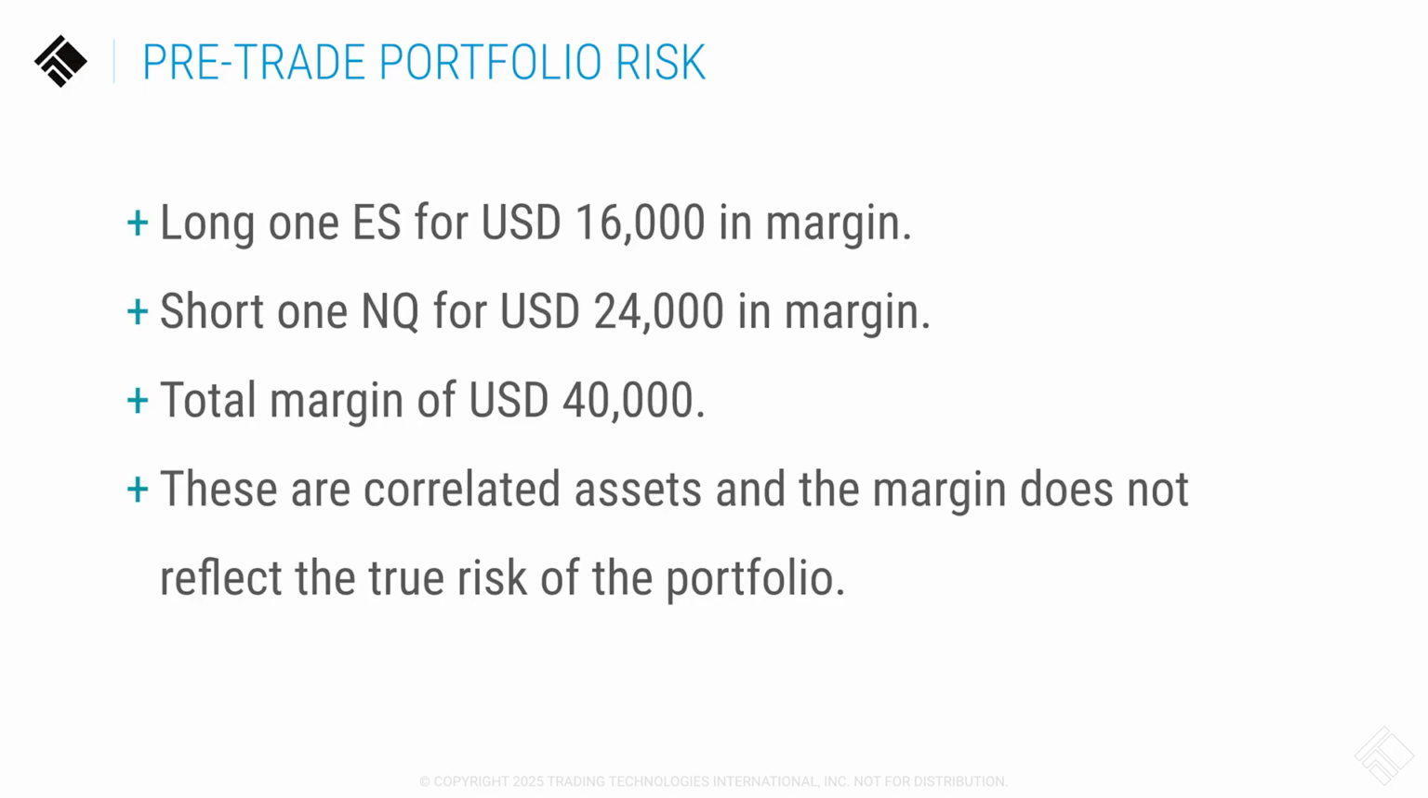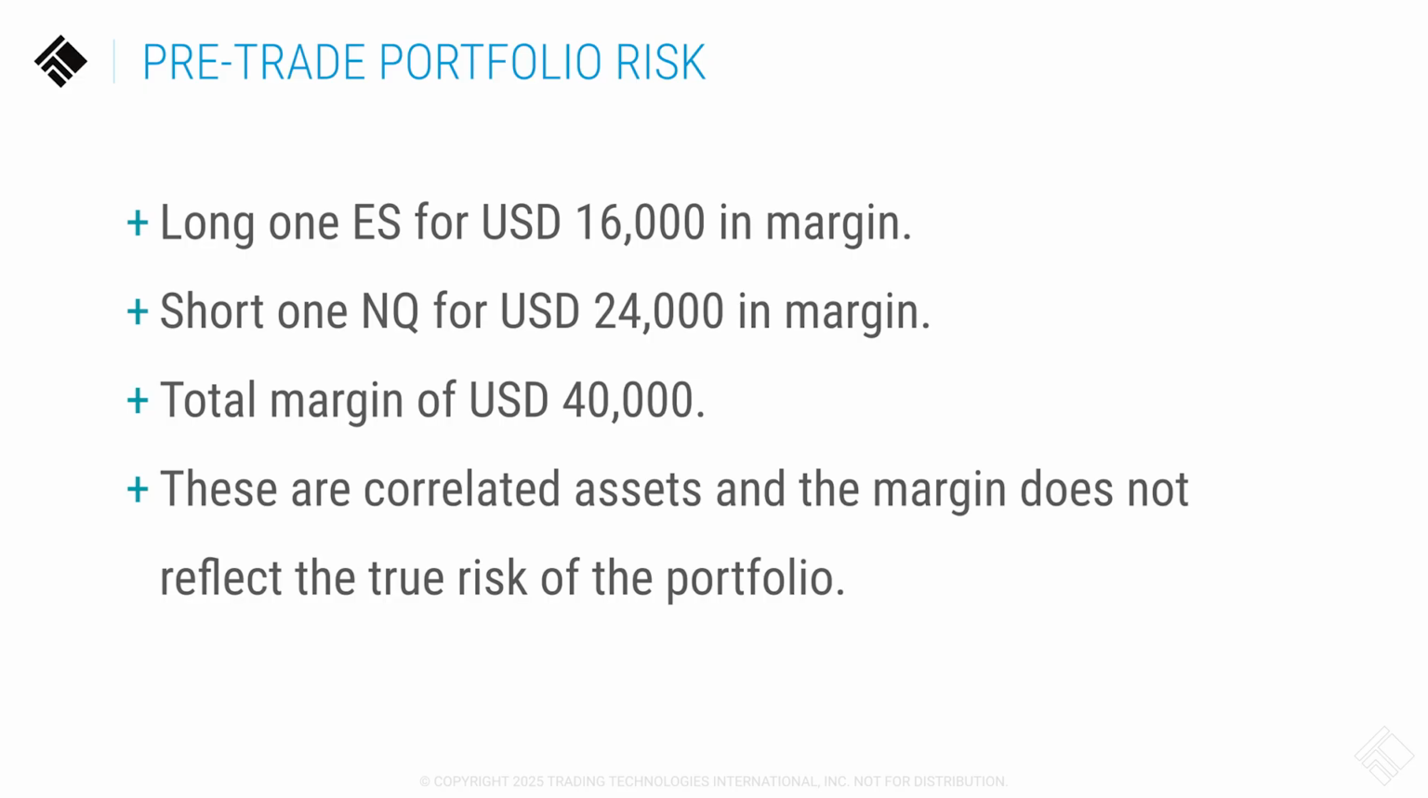For example, we can consider a basic margin calculation where we might be long one contract of the S&P, and we are charged 16,000 USD for that position. Also, we would be short one NQ or NASDAQ futures where we're charged 24,000. In this case, basic margin being used is going to be a total of 40,000, the 16,000 and the 24,000, when the individual legs are added up.